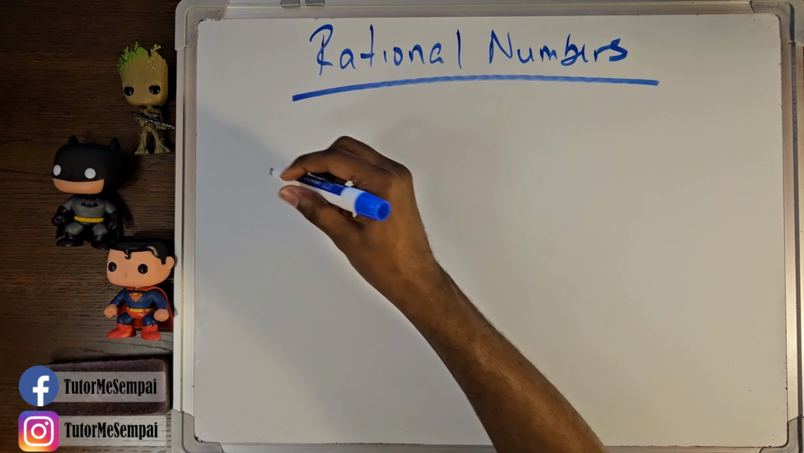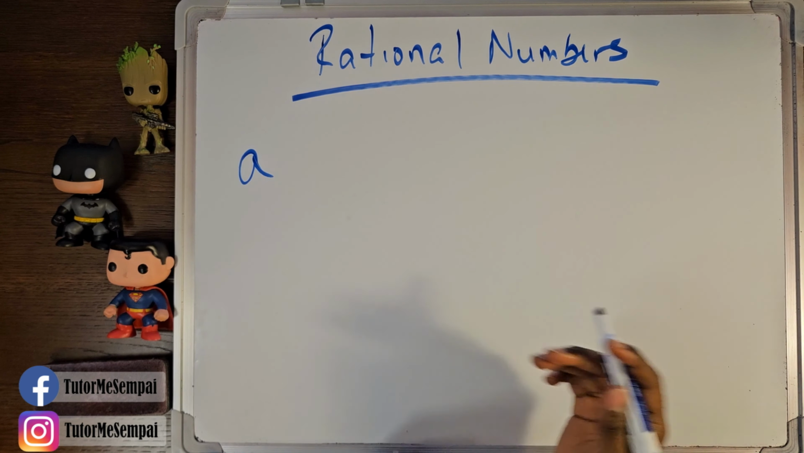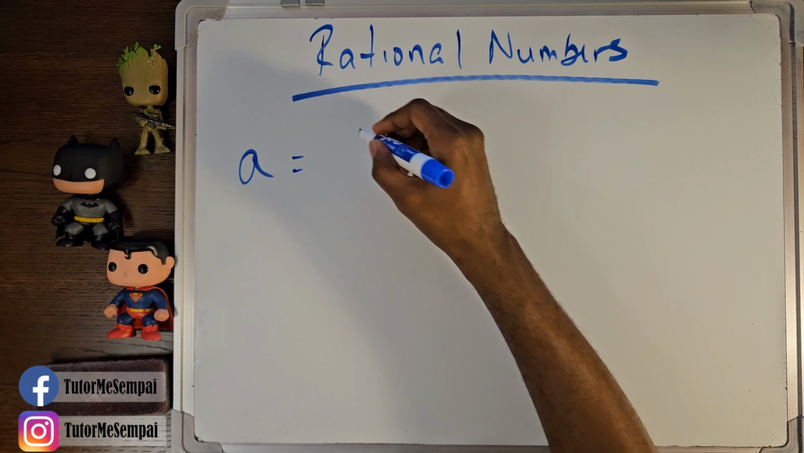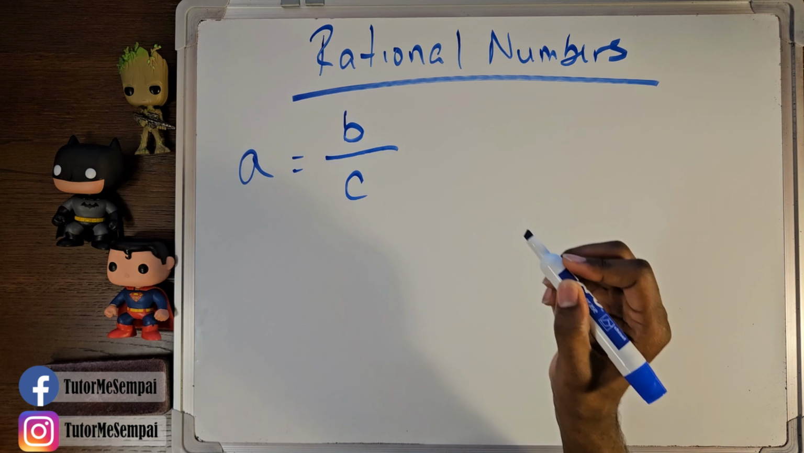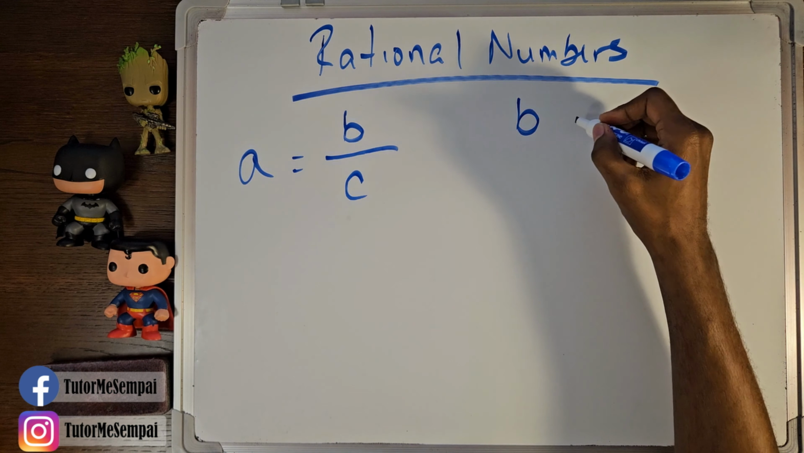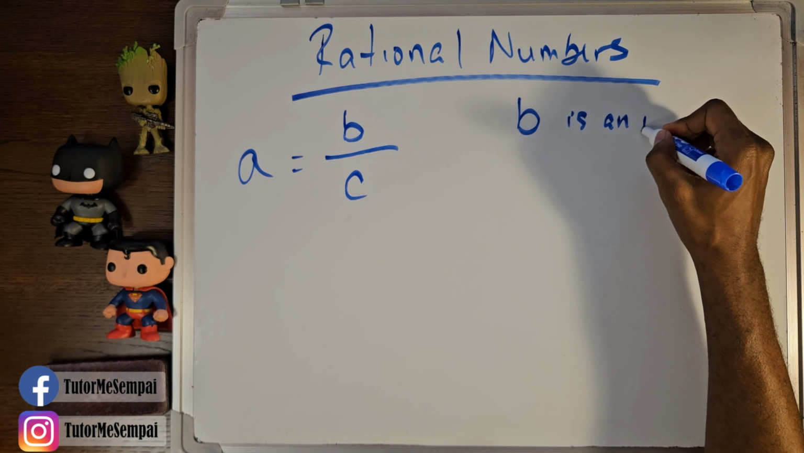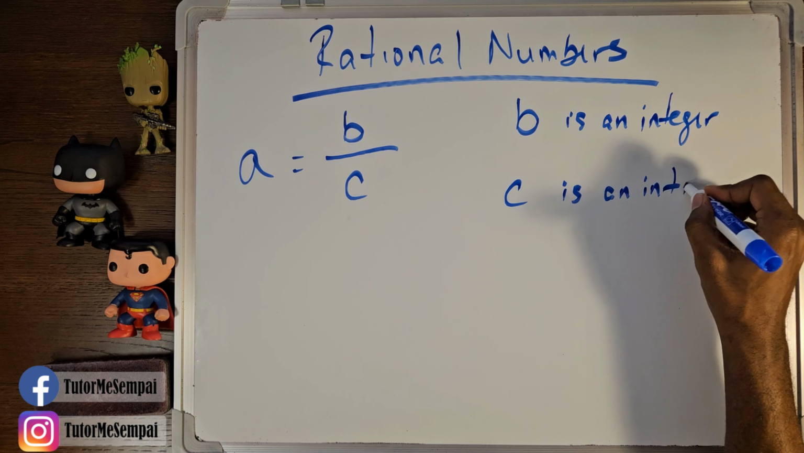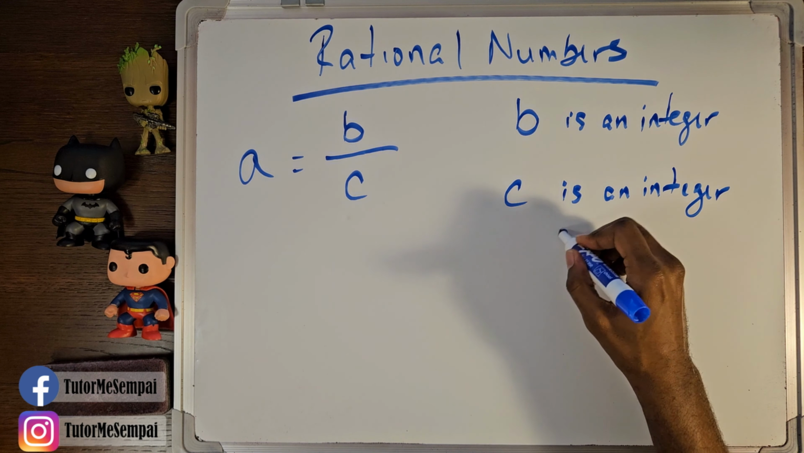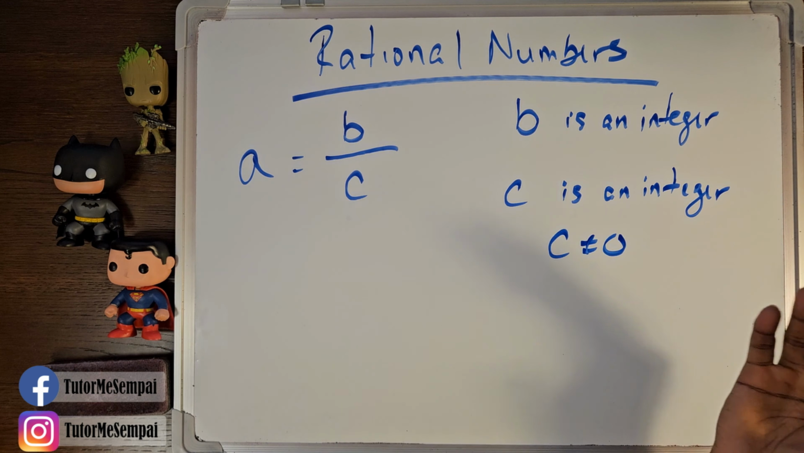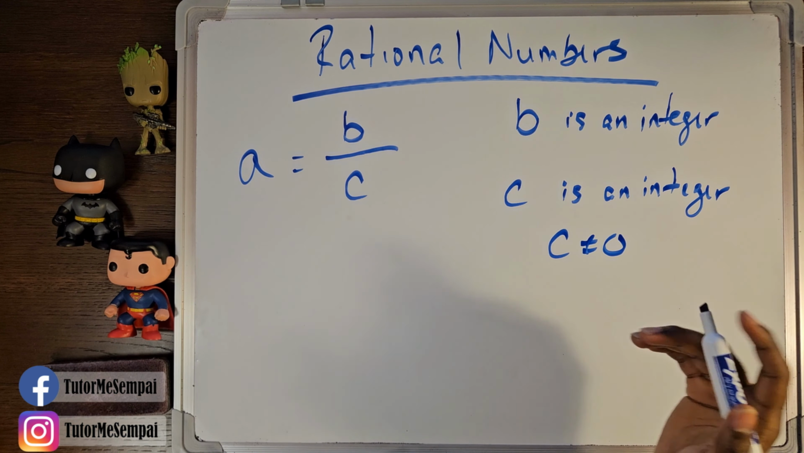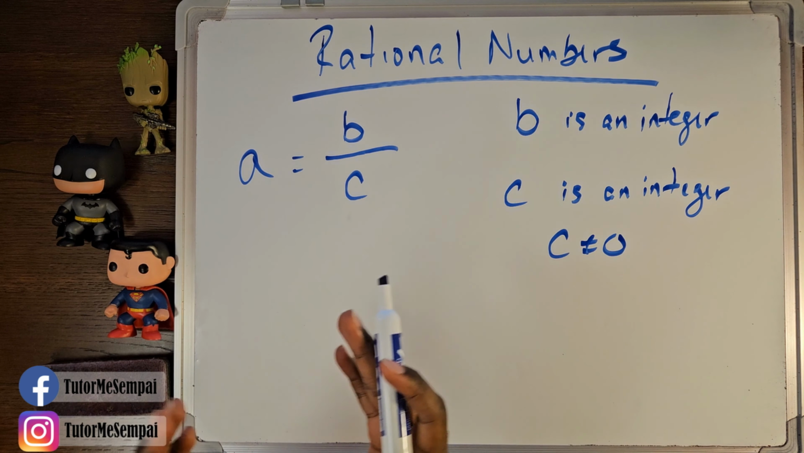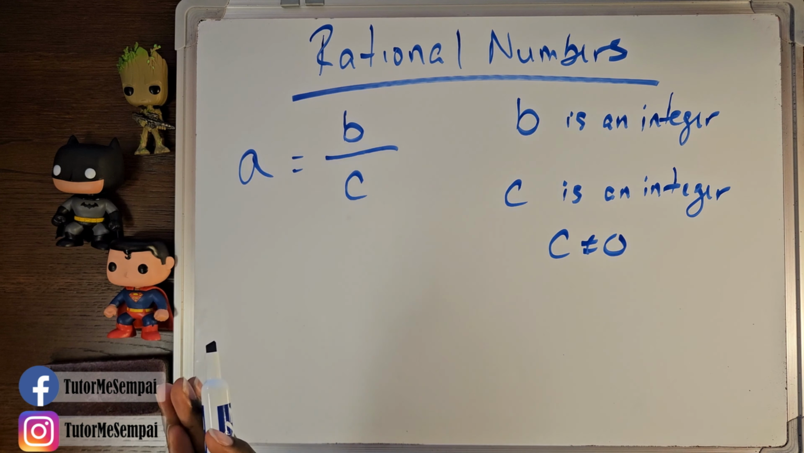That just means that if you have a number A, A is going to be some number. If you can write A equals B over C, where B is an integer and C is an integer, and it's important that C is also not 0, because we're not trying to blow anything up. It has to be defined. But if we know both of these are integers, then A is going to be rational.